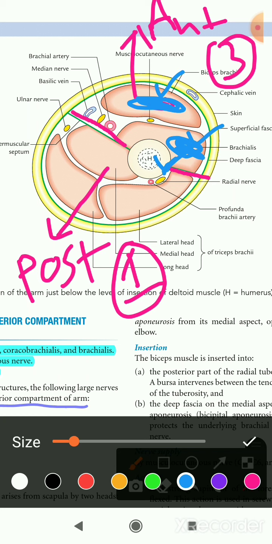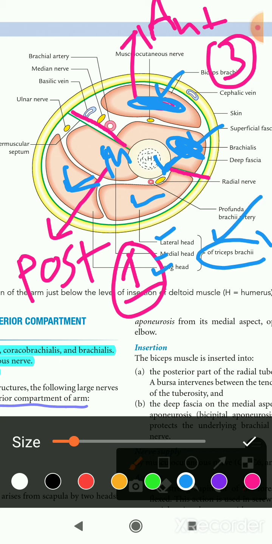And then in the posterior compartment there is only one muscle. This is the triceps brachii. It has three heads: lateral head, medial head, and long head. So this is the lateral head, this is the medial head, and this is the long head. So in the posterior compartment, one muscle, the triceps brachii, and in the anterior compartment, three muscles: biceps brachii, brachialis, and coracobrachialis.